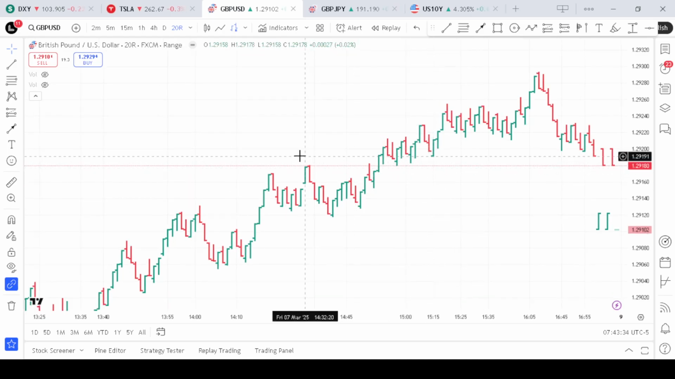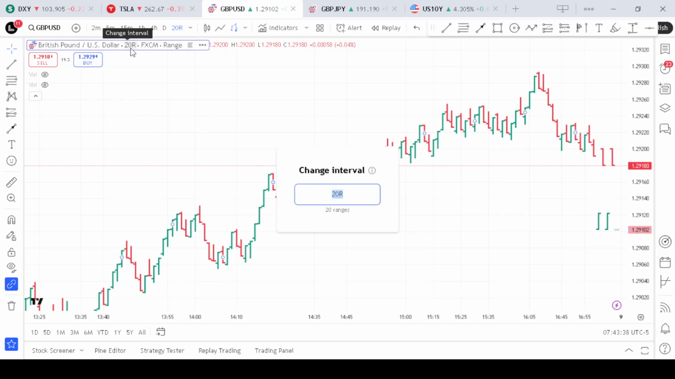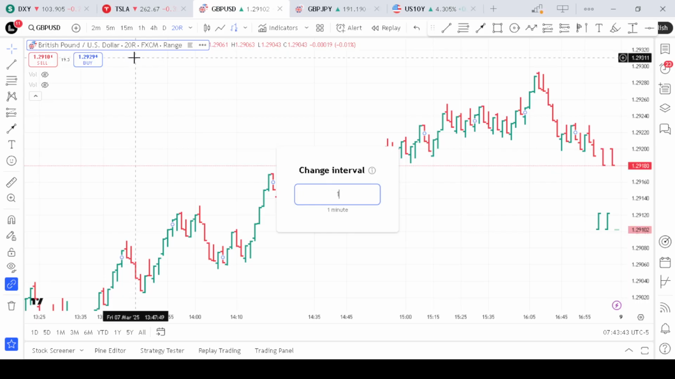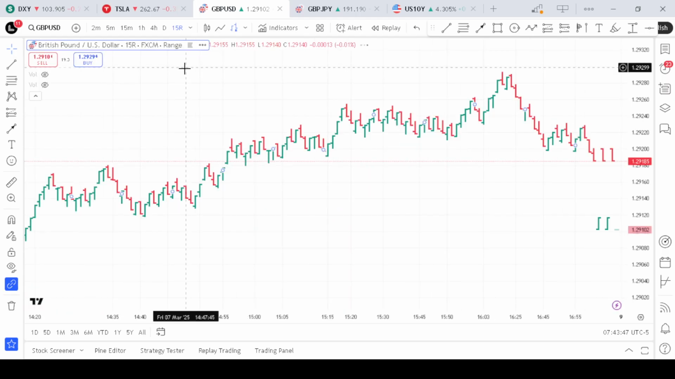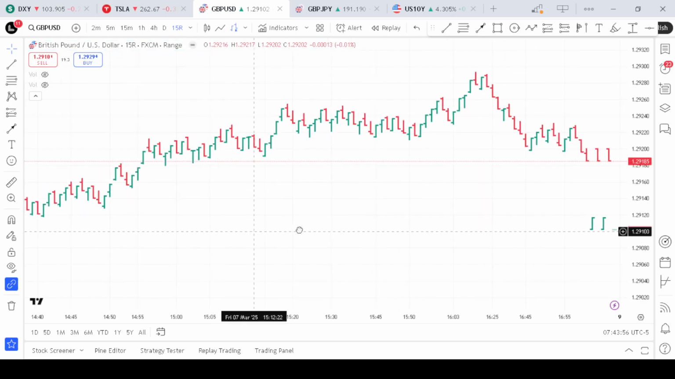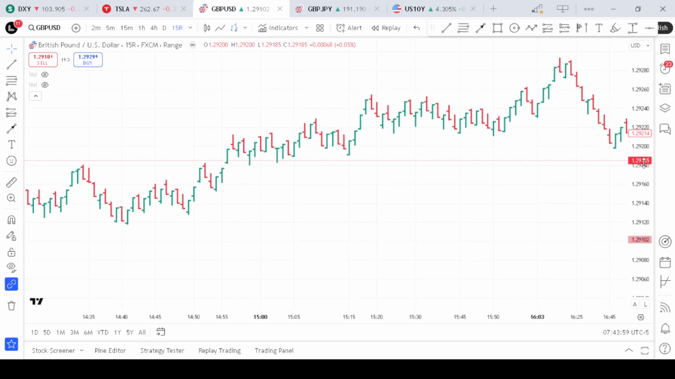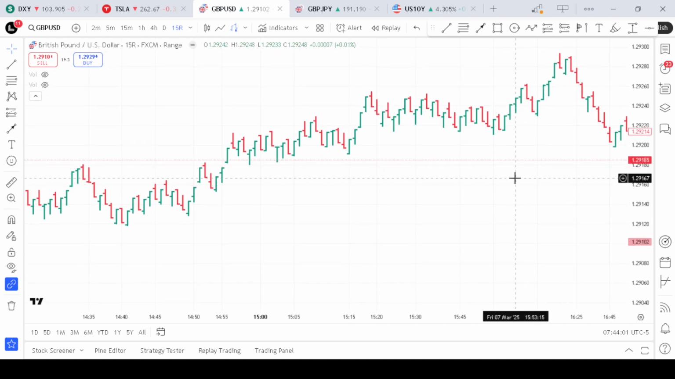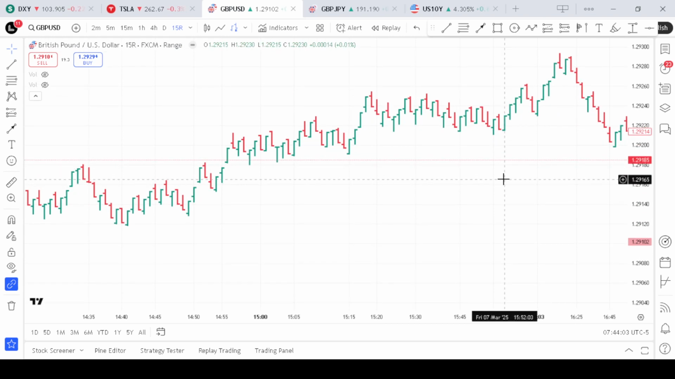So for an optimal setup, let's focus on the 15 pip range bar. Focusing on the 15 pip range bar, the setting strikes a balance between detail and trend clarity, making it suitable for both intraday and swing trading. Here is a simple yet effective strategy while using this setup.